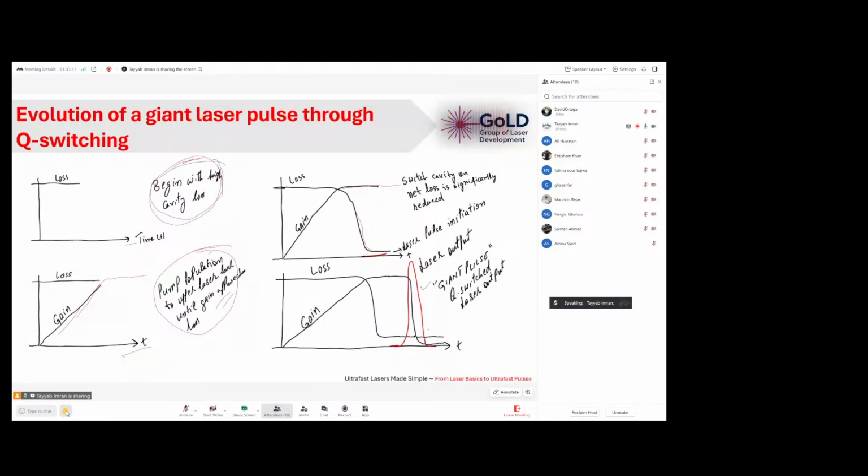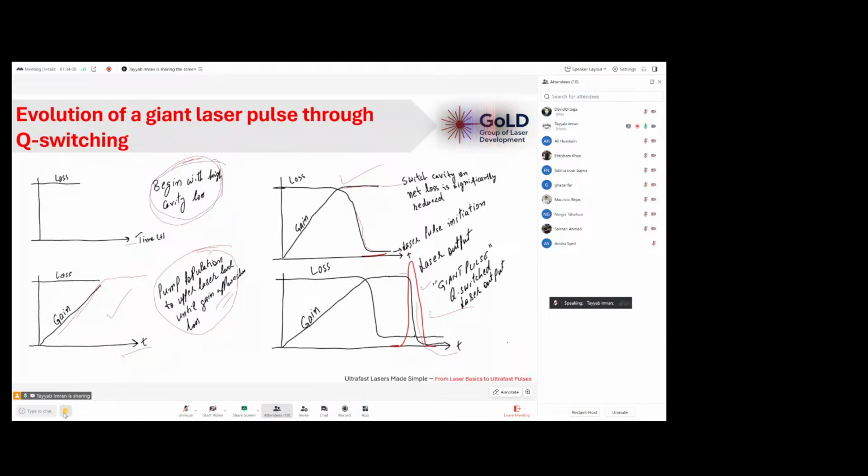Close and open is much better to use for this kind of switch, not like a conventional switch. So with Q switching, it is much better to use close and open. Here it's closed and here it's opened. When the switch is opened, gain is streamlined here, loss is reduced to zero, and we get a giant pulse. And after getting the giant pulse, the gain goes to zero. So this is how the evolution of a giant laser pulse through Q switching happens.